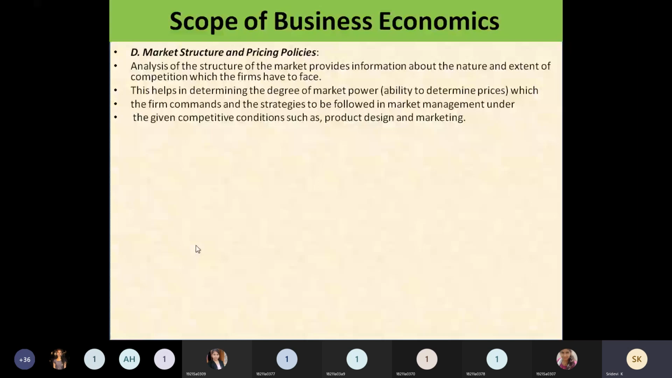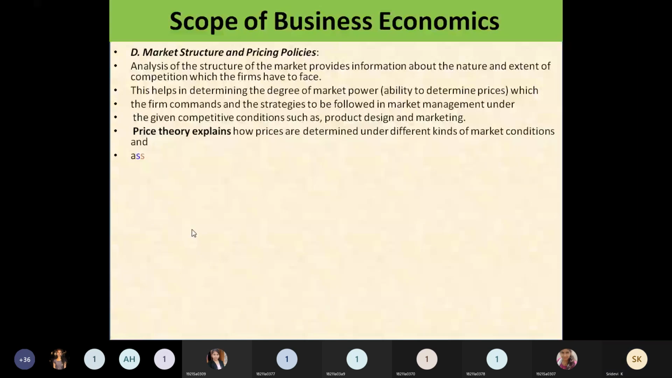If it is a perfect competitive market, what happens there? There will be more sellers in the market, and more buyers. In such cases, we cannot fix our price according to our wish. Whatever price is fixed in the market, at that price only we need to sell. Like the farmers, no? They need to sell the product at the price which is fixed in the market. That we can say is a perfect competitive market.